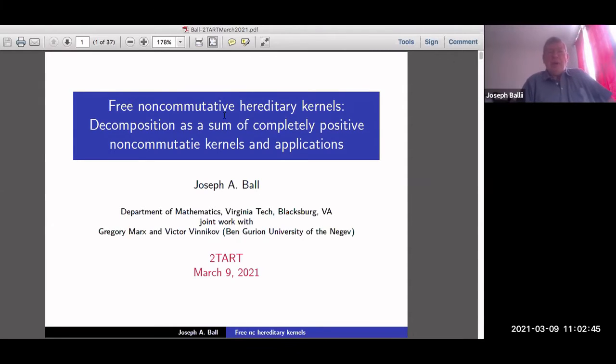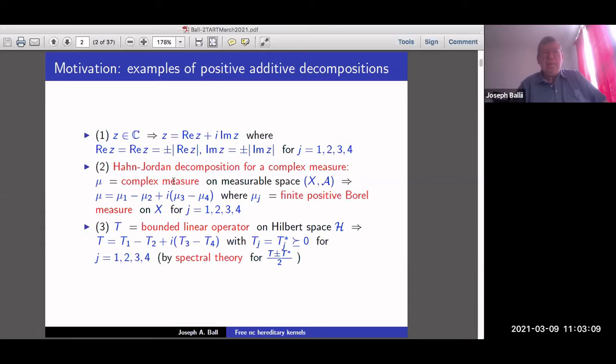The title is Free Noncommutative Hereditary Kernels, and I'm talking about decomposition as a sum of positive objects in general. And for the case of noncommutative hereditary kernels, the positive objects are what's called completely positive noncommutative kernels, and there will be some applications along the way as advertised in the abstract, if anybody got through all that.